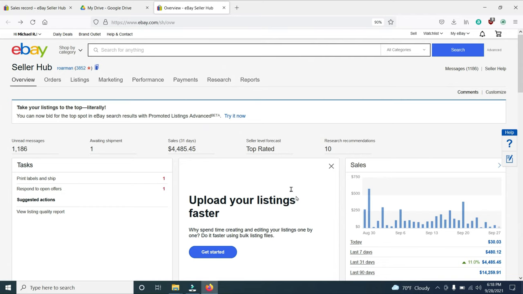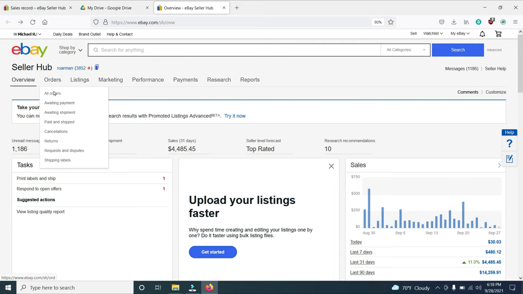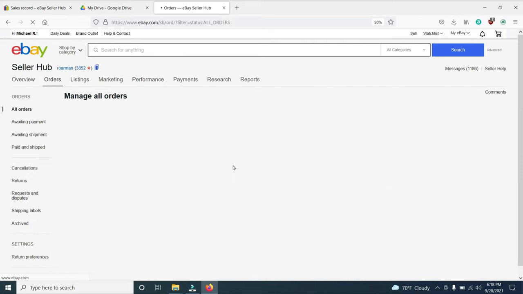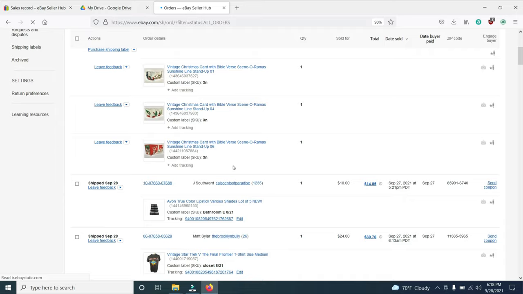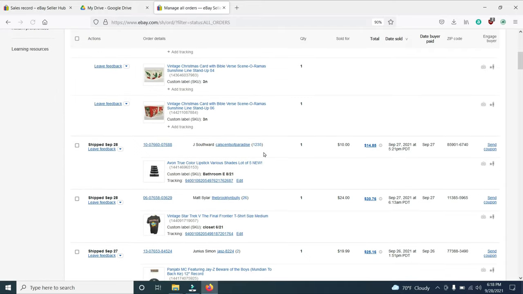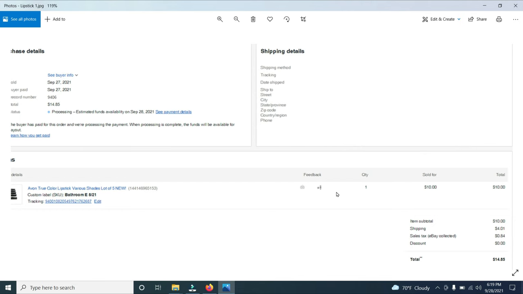Now let's go ahead and take a look at an item that is not in the music category. So I'm back in eBay Seller Hub. Let's go to orders, all orders. And let's take a look at this lot of five Avon lipsticks that I sold. I can go again right here and click the order number. What it shows me is the buyer paid a total of $14.85 for the lipstick. The selling price was $10, $4.01 for shipping, and 84 cents in eBay collected sales tax for a total of $14.85.